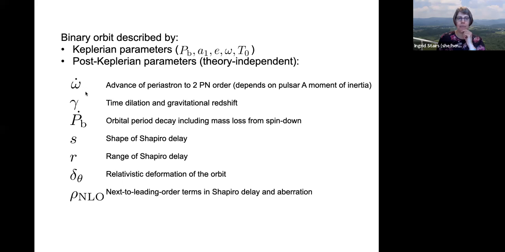This list of parameters is a list of things that we can, as I said, measure basically completely empirically without building in the assumption that GR is correct, for example. So we measure the advance of periastron. We actually measure it to the second post-Newtonian order. So we do have a dependence now on the moment of inertia of pulsar A, which I'll talk about in a bit. Gamma is a combined time dilation and gravitational redshift parameter.